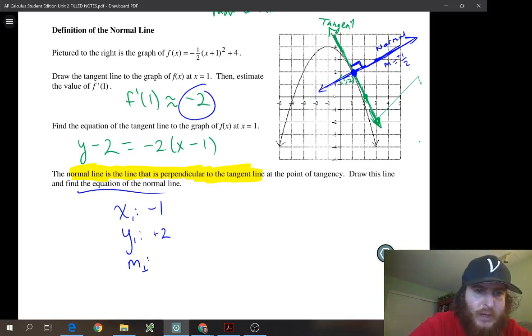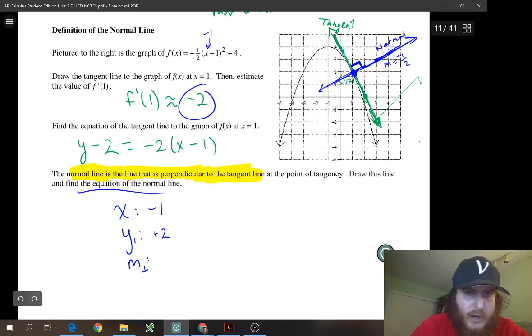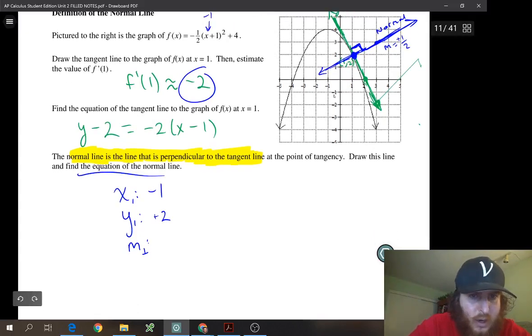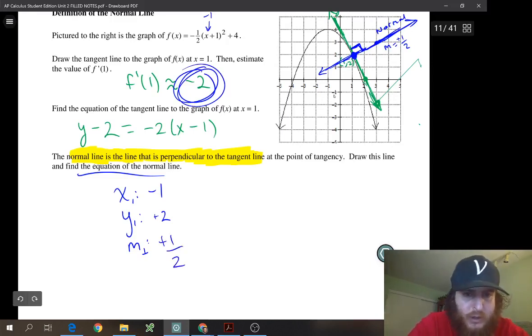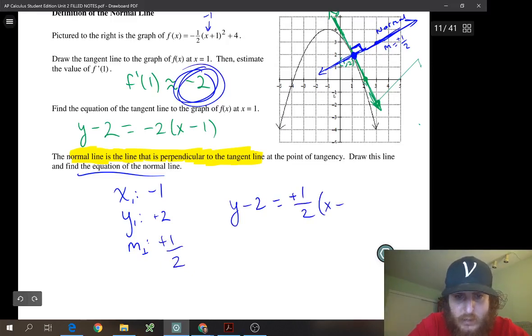If we didn't have the graph, you could have plugged in negative 1 here to get the y1. Now the slope was negative 2, but the opposite reciprocal slope we said is positive 1/2. We flip it, we change the sign. So y minus 2 equals positive 1/2 times x minus 1. This should have been plus 1.